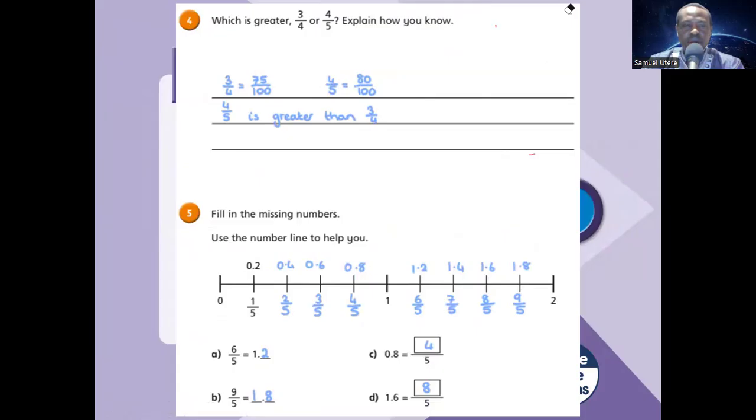For question 4, you were asked which is greater, 3/4 or 4/5. Well, you can use your 100 squares to do this. So you know 3/4 is 75 hundredths and 4/5 is 80 hundredths. You know this by now. The fifths splits the 100 squares into 20s. So if we have four lots of that, that will be 80 hundredths. And the quarter splits the 100 squares into 25s. So if we have 3 lots of that, that will be 75 hundredths. So this is clearly greater than that.